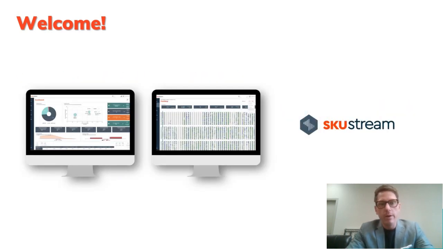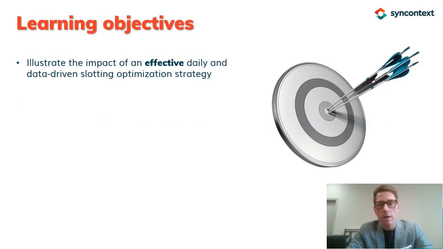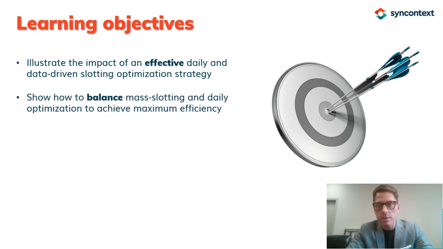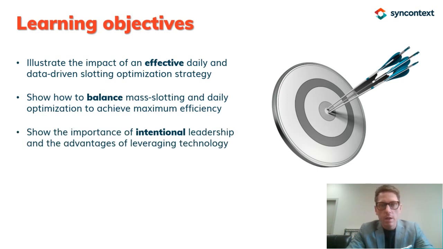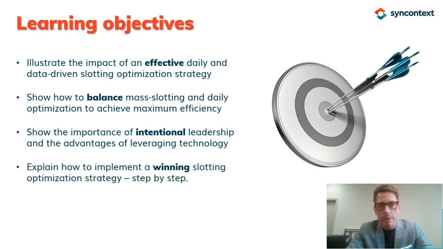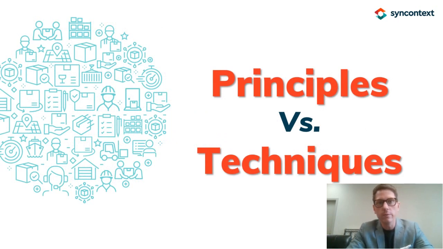So there are four primary learning objectives today we want to make sure we cover. The first is to illustrate the impact of an effective daily and data-driven slotting optimization strategy. Show how to balance mastery, slotting, and daily optimization for maximum efficiency. Thirdly, we want to show the importance of intentional leadership and the advantages of leveraging technology. And last but not least, we want to explain how to implement a winning strategy step by step. And we'll do that through a couple of case studies that we have at the very end of this webinar that you'll want to stick around for. So with that, I'm going to hand it over to Hector.